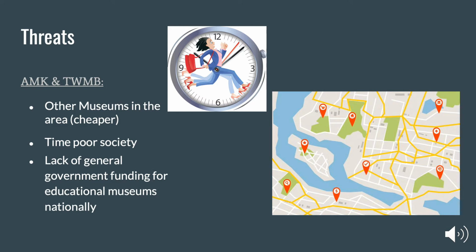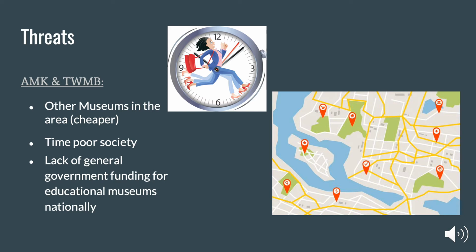The second threat is a time-poor society. We live in a society where it's always rush, rush, rush, get things done. Eat, sleep, work. So the problem is that our society doesn't really take the time to seek out these learning opportunities to build on the knowledge they currently have. We live in a time-poor society, and it's really ingrained in us at a young age. So getting visitors to want to take the time out to tour museums is very difficult and would be a challenge for both AMK and TWMB.